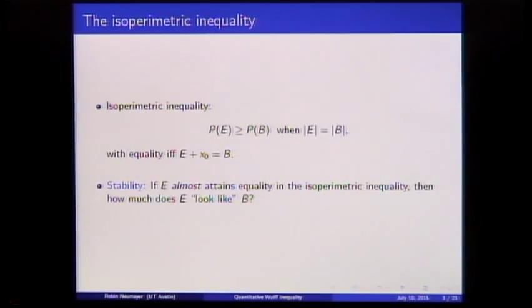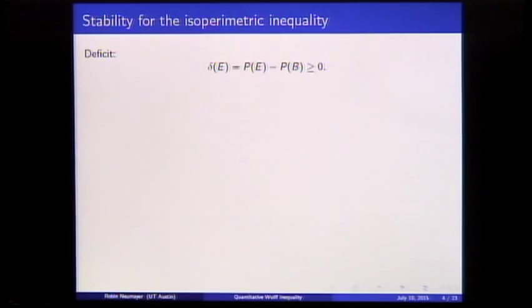So to talk about this, let's make precise what we mean by almost attaining equality and what we mean by looking like the ball. So first we'll introduce the deficit, denoted by delta of E, for how close we are to equality in the inequality. So it's just the perimeter of E minus the perimeter of the ball. It's how much we lost.